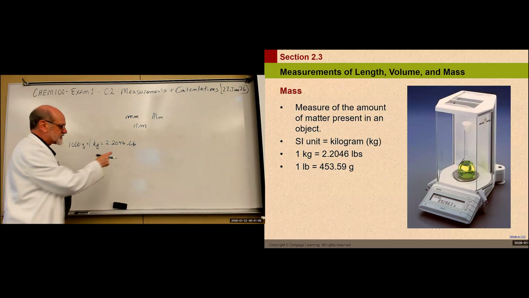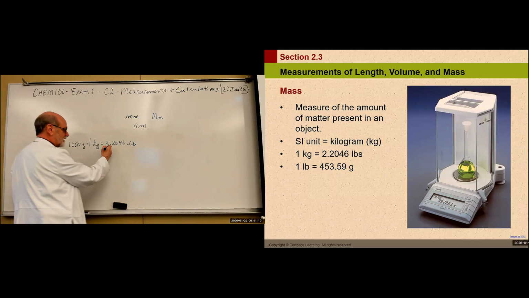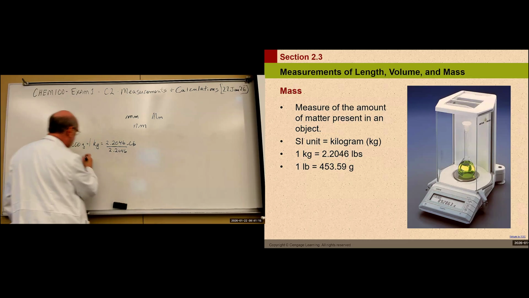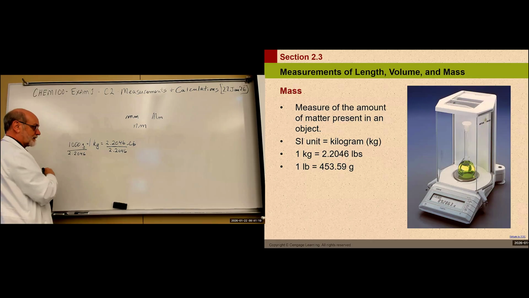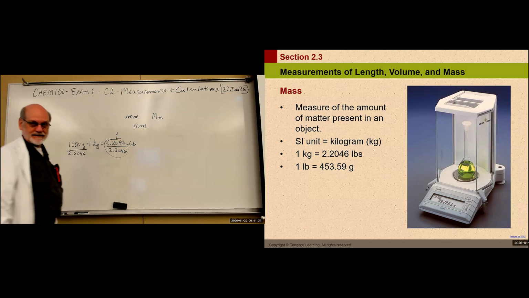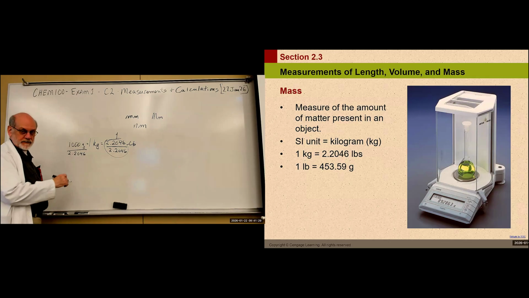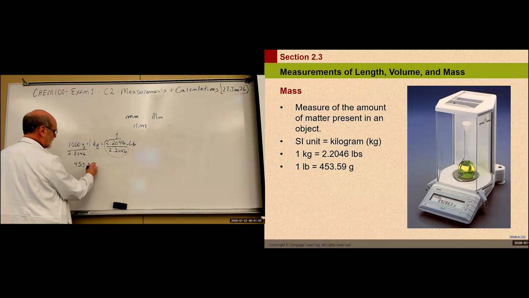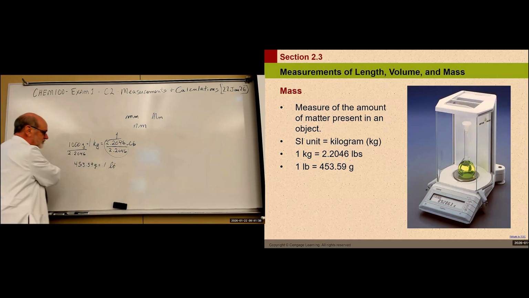So how do you turn this into 1? You divide both sides by that number. This becomes 1. And this gives us another value, which should be 453.59 grams equals 1 pound.